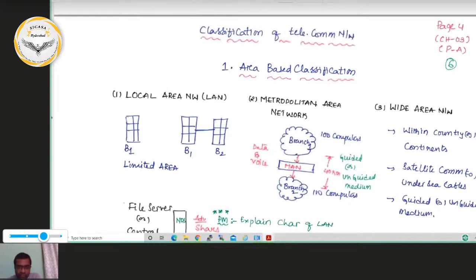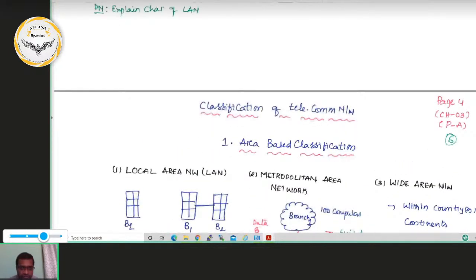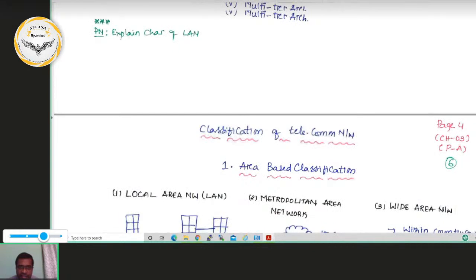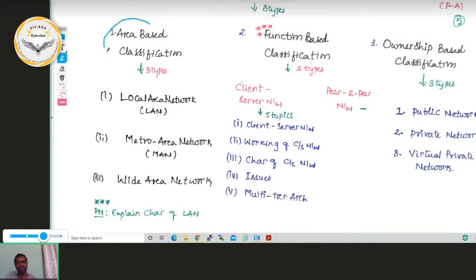So we are studying the classification of telecommunication networks, and we are done with the first one. What is the first one? Area-based classification. We are done. This is classified into three types: local area network, metropolitan area network, and wide area network. Now let us go to the second type of classification, function-based classification.